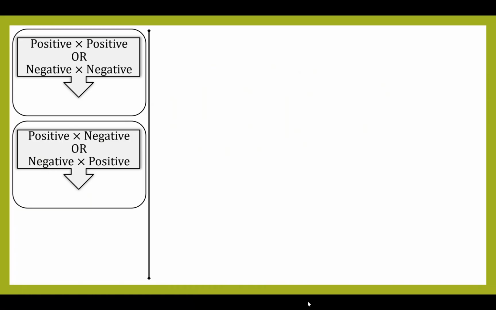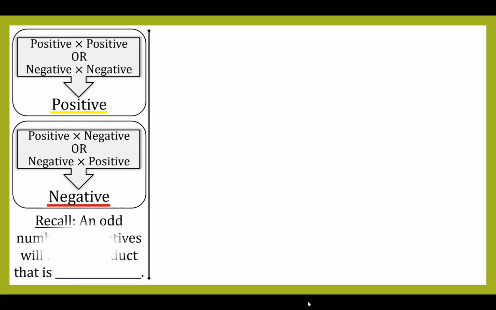So we need to recall our integer rules. A positive times a positive or a negative times a negative is going to be positive. Now, a positive times a negative or a negative times a positive is going to be negative. Okay? Now recall, an odd number of negatives will have a product that is negative. So for example, if I am multiplying 3 negatives together, my answer, the outcome, will also be negative.